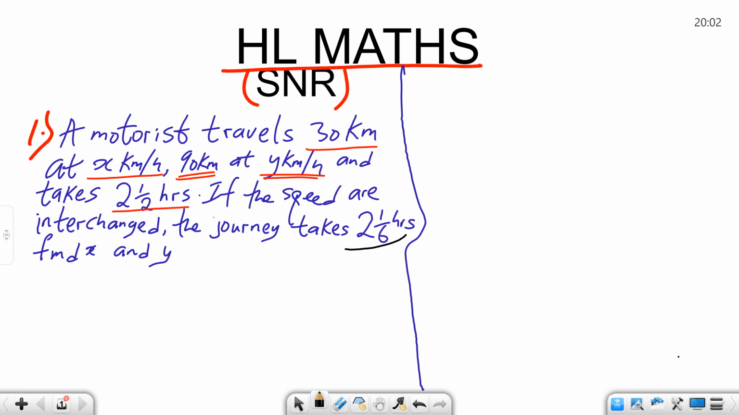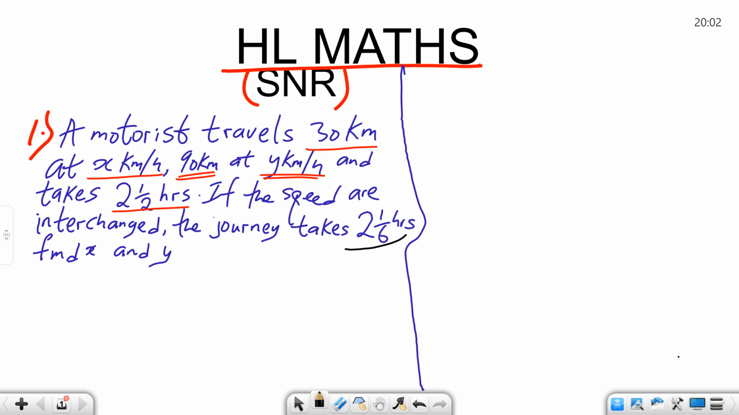Hi everyone, in this video I'll be solving this question for HL Maths Commutation, question 1 for senior category. It says a motorist travels 30 kilometers at x kilometers per hour, then also travels 90 kilometers at y kilometers per hour and takes 2.5 hours.